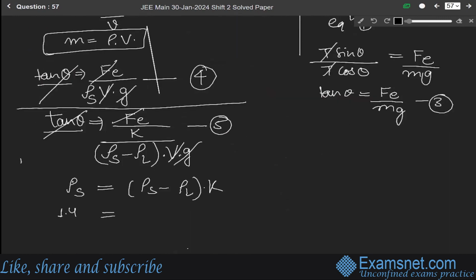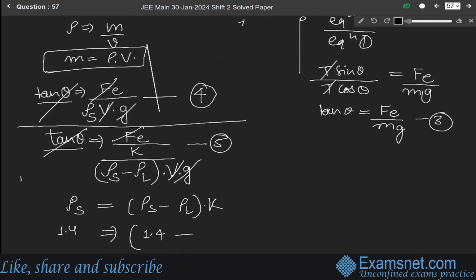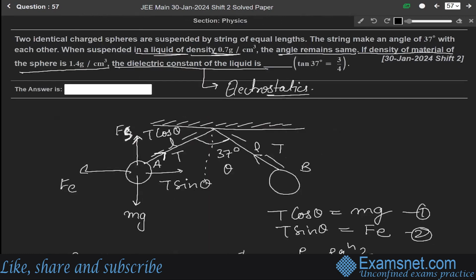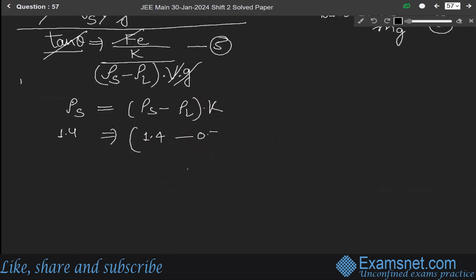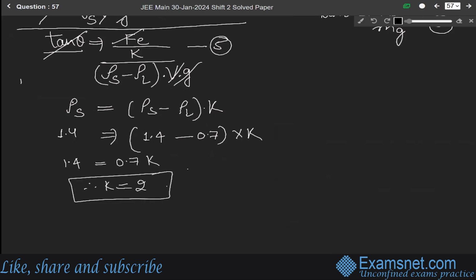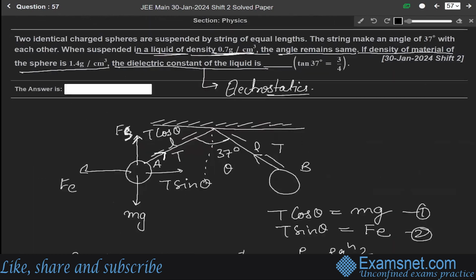Density of sphere minus density of liquid means 1.4 minus the density of liquid, which is 0.7. So 1.4 minus 0.7 into dielectric constant K. So 1.4 equals 0.7 K. Therefore K equals 2. So our answer is K equals 2.